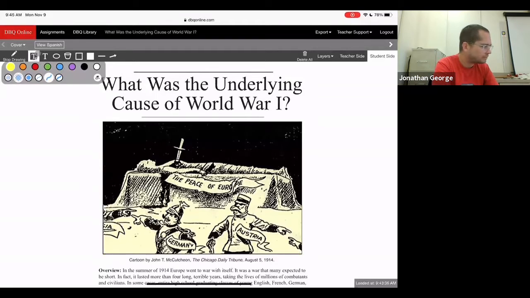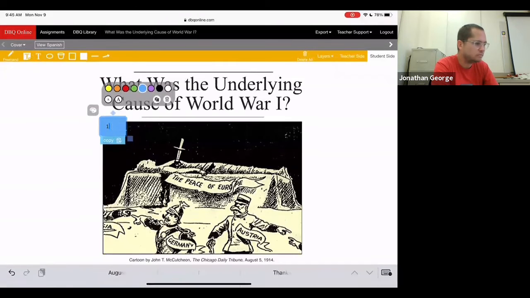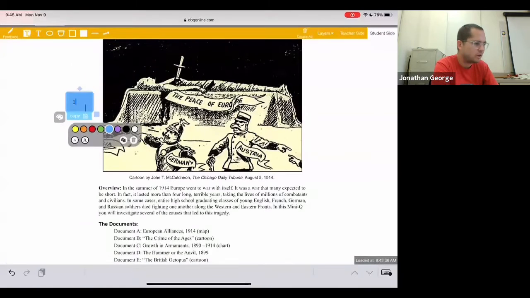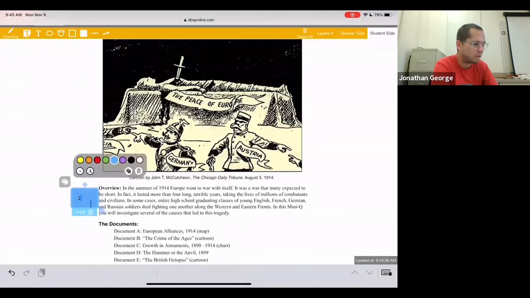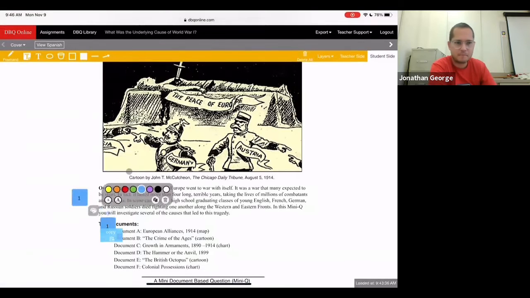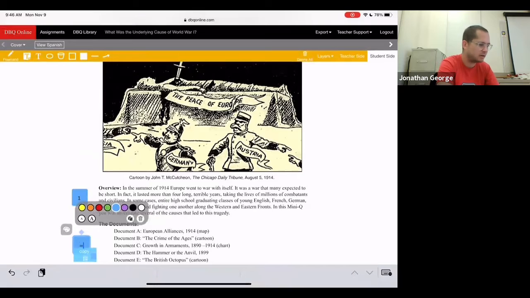What did we do last time? I just did a text box. So you know what, I'm going to do a sticky note this time. 1. I'm going to move it right here. And I'm going to see if I can copy that. Duplicate it right here. Make that 2. You've got a second section here where the documents are.